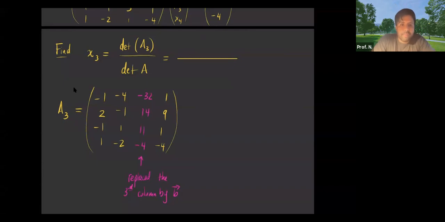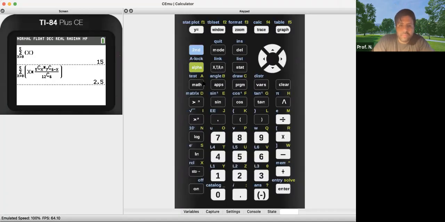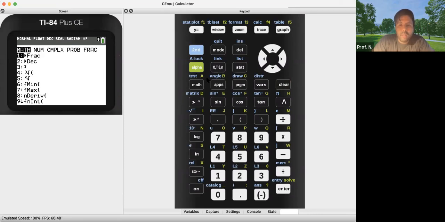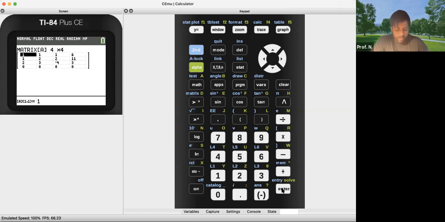So I'll share my screen here. Clear this. So I go to math, I go to second matrix. And then I'm going to plug in the matrix A. This will be 4 by 4. So the 4 by 4 matrix is -1, -4, 2, 1. Then I'll get 2, -1, 7, 9.